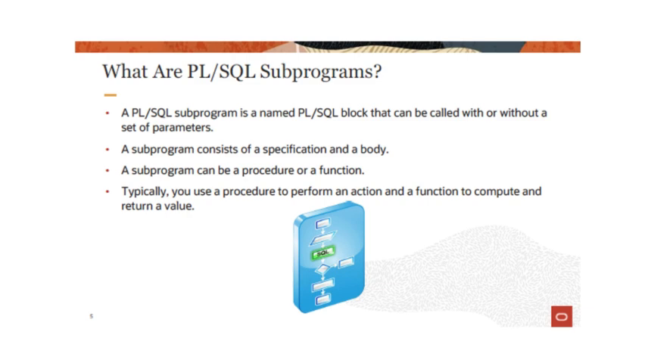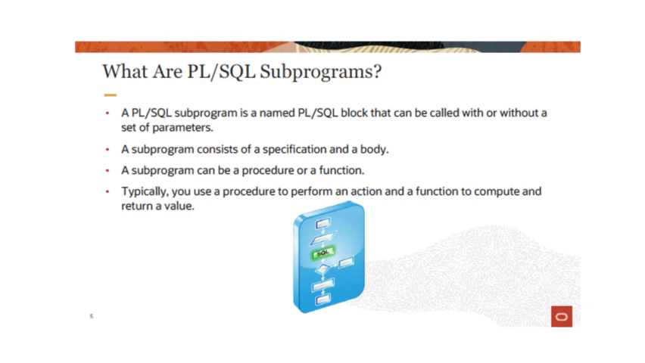Subprogram parts. A subprogram consists of a specification (spec) and a body. To declare a subprogram, you must provide the specification, which includes the name of the subprogram and parameters. To define a subprogram, you must provide both the specification and the body. You can either declare a subprogram first and define it later in the same block or subprogram, or declare and define it at the same time.